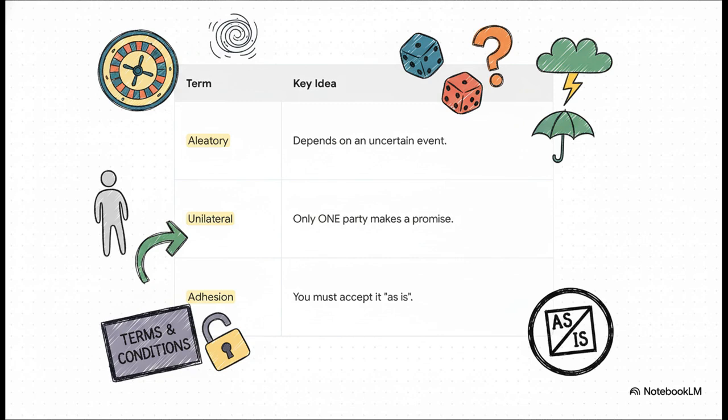Aleatory is all about that uncertain event, about chance. Unilateral, that just means only one side, the insurer, makes a promise that can be legally enforced. And adhesion? That's the take it or leave it part. You accept the contract as is. You have to know the difference. So if a question mentions an uncertain event, your brain needs to light up and scream aleatory.